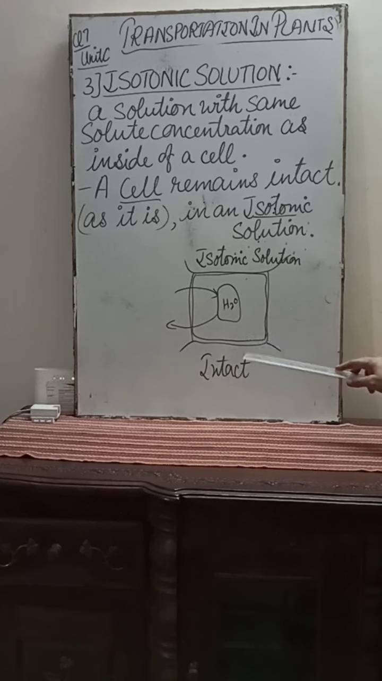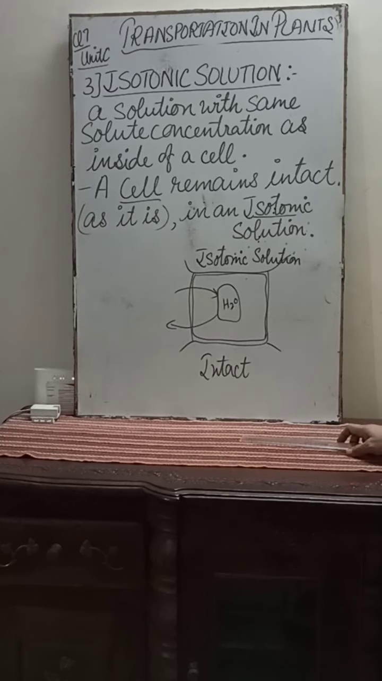Isotonic means same concentration inside the cell and outside the cell. So in this case, the cell remains intact as it is. The shape of the cell remains as it is. It neither grows in size nor shrinks. Okay, so this is about isotonic solution. It is a solution of the same solute concentration inside the cell and outside the cell. So when the cell is dipped, the cell remains in the same condition as it is.